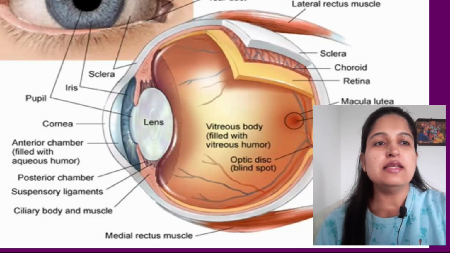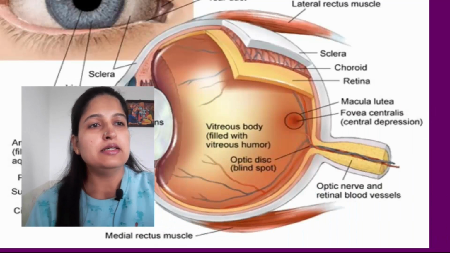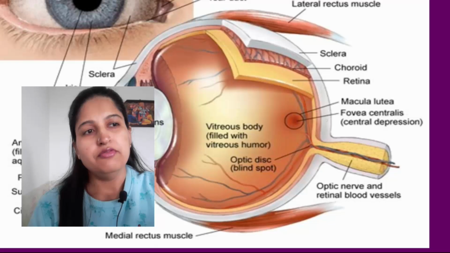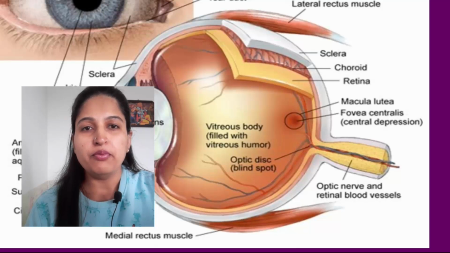And here you can see the vitreous body of the eye. It is filled with the vitreous humor. And here you can see the retina. Here is the retina. This portion is known as the retina. Here the image is formed when light enters our eyes.